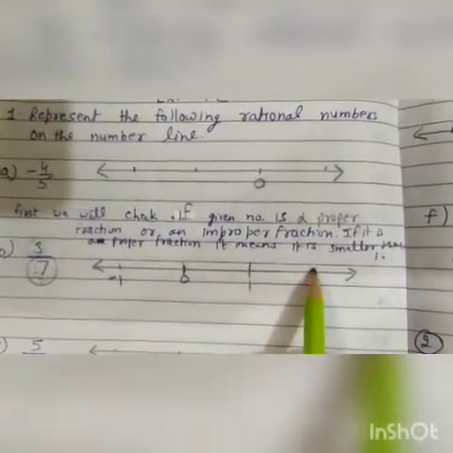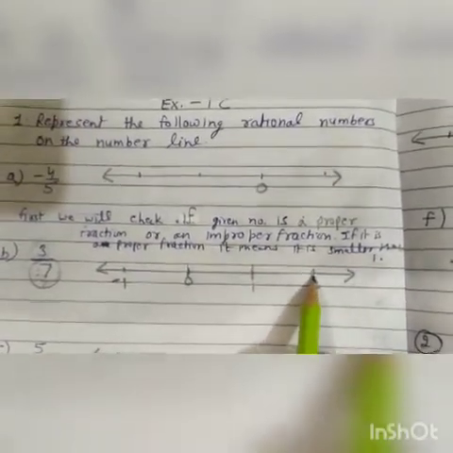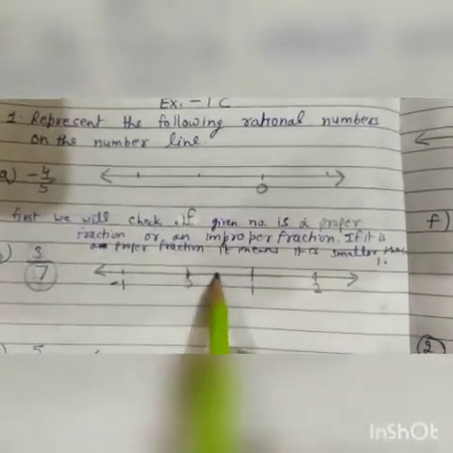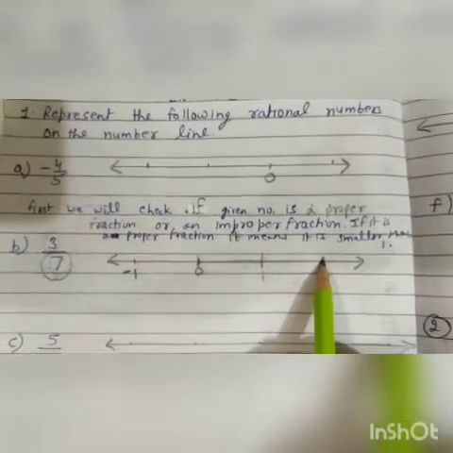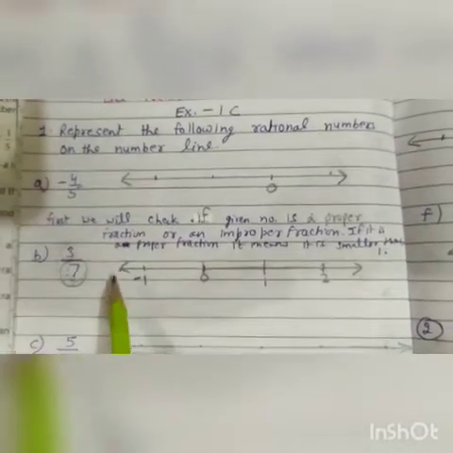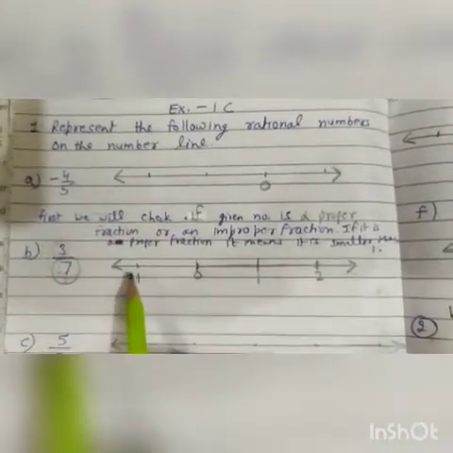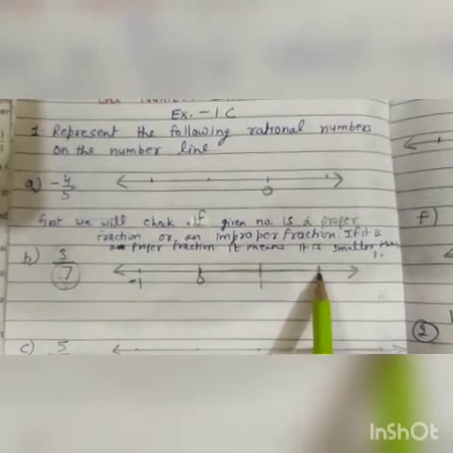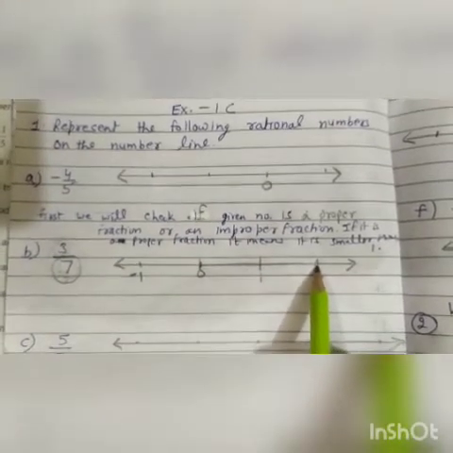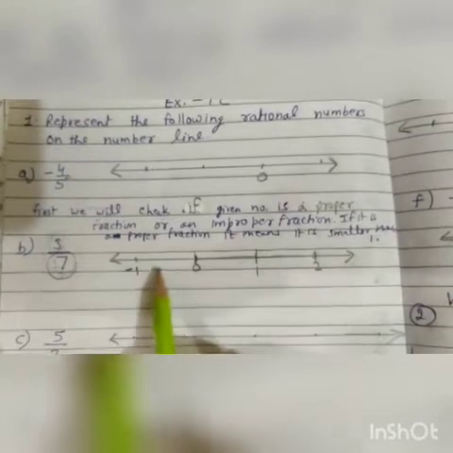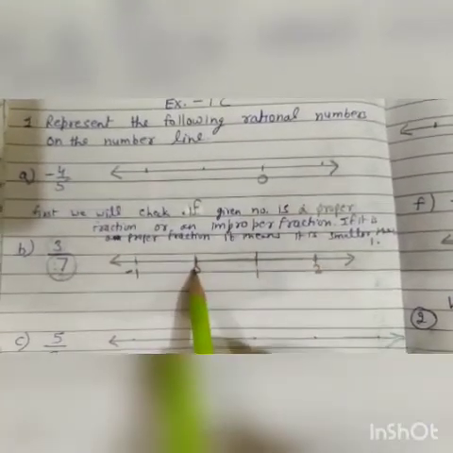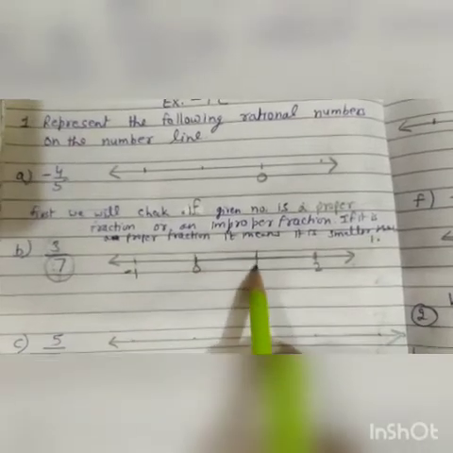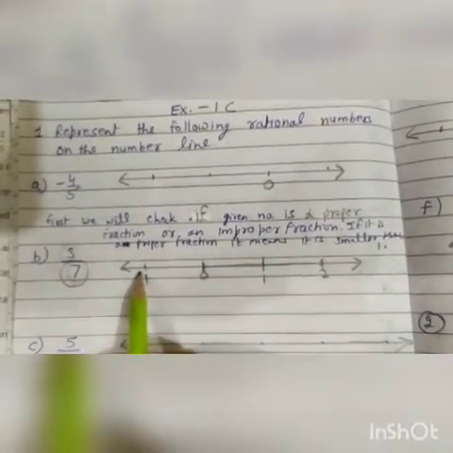Then from 1 to 2 it is the second unit. This distance is 1 unit. This distance is the second unit. So what do we do? First we draw the number line, then divide this number line into unit distances. I have marked here like this. Then write the numbering 0, 1, 2, left side -1.